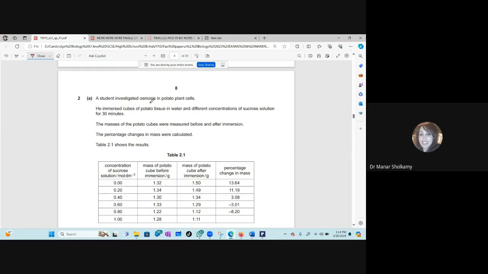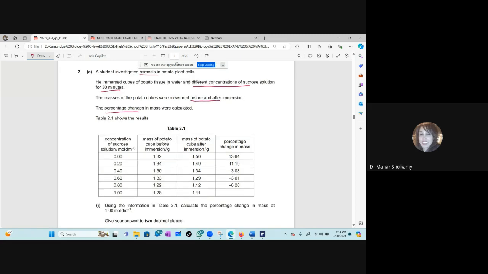Question 2. A student investigated osmosis in potato plant cells. He immersed cubes of potato tissue in water and different concentrations of sucrose for 30 minutes, and the mass of the potato cubes was measured before and after. The percentage change in the mass was calculated, and table 2.1 shows the results.